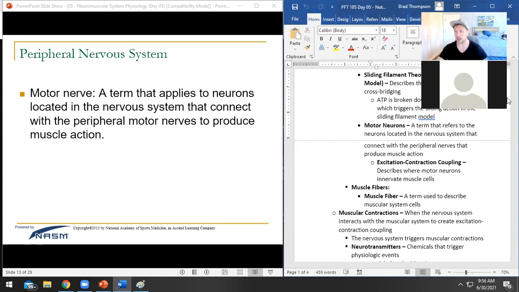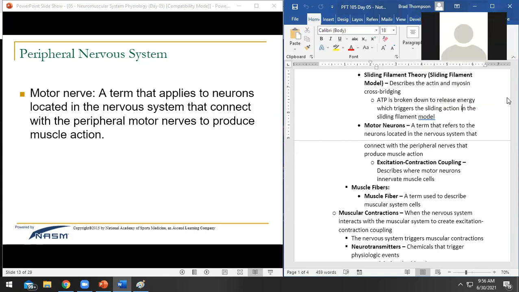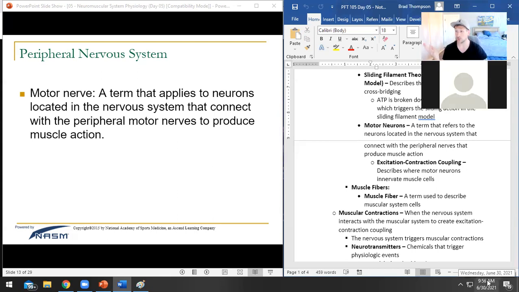For those of you, and this is just going to be Lorianne, Bay, and Thomas here, those are some acute variables from our program design class. Our understanding of the sliding filament theory has led to creating our sets and our reps and things like that, right? It is directly tied to what we're doing.